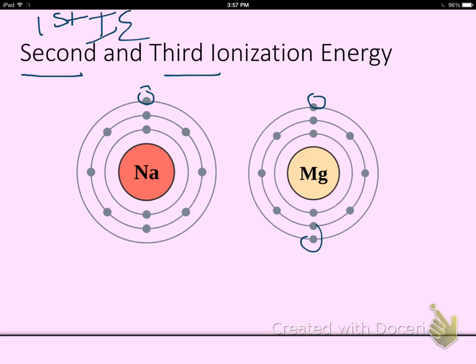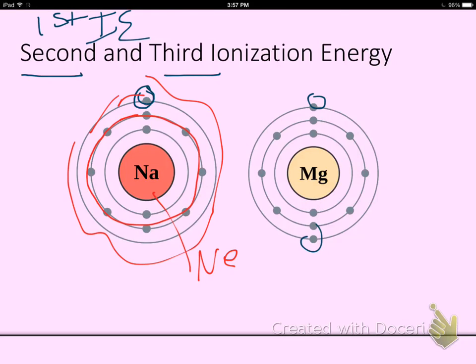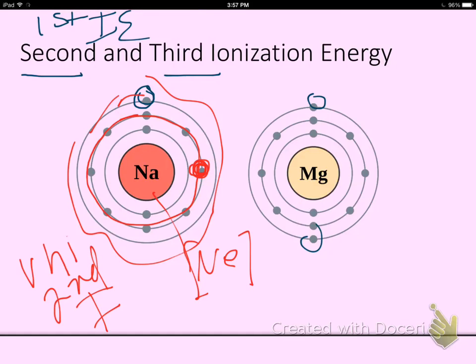Okay, so if I lose this electron, then sodium becomes just like neon. This outer shell goes away. And of course, neon is very stable. So if I try to remove another electron, I am removing it from the inner full shell. That will be very, very difficult to do. So it's going to have a very high second ionization energy.